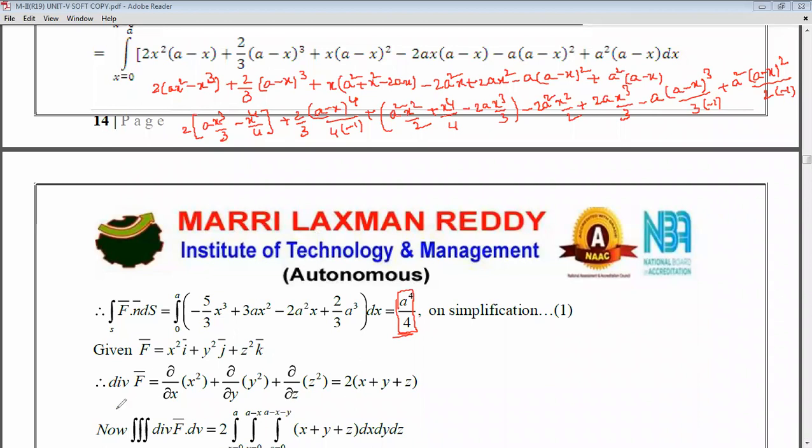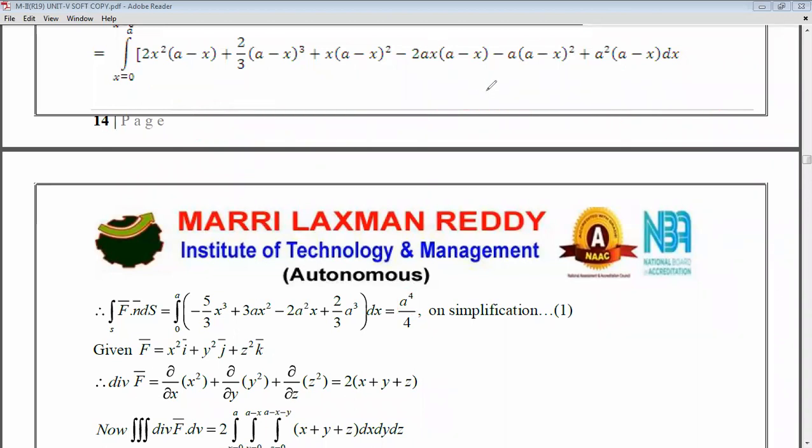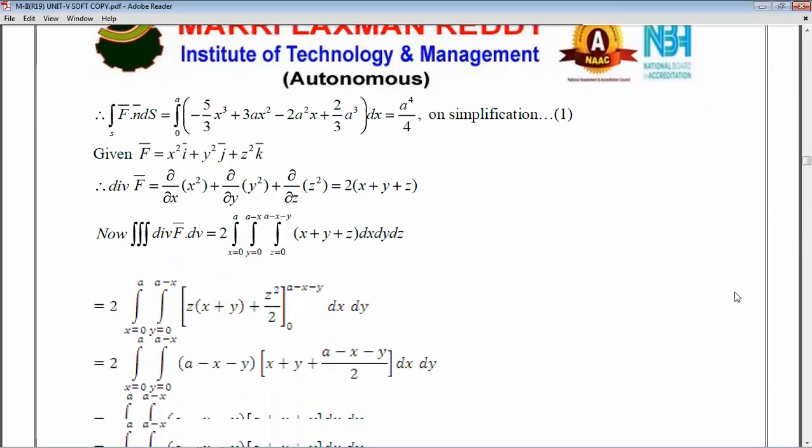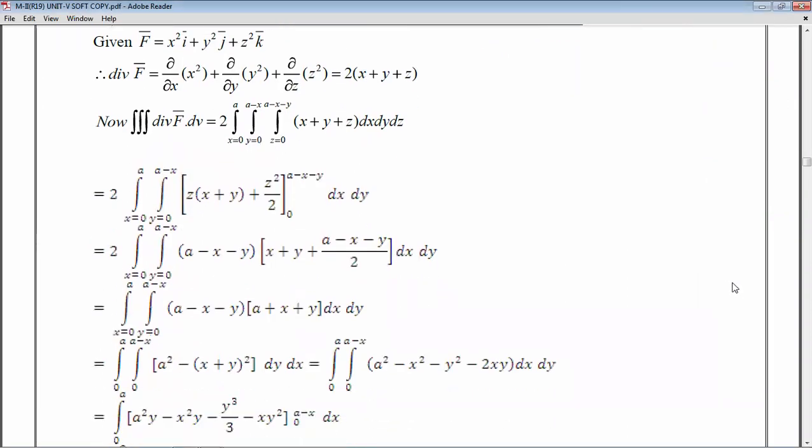So coming to the second part, what we need to calculate is the integral of divergence f bar dv over the volume V. So this one we are going to calculate now. First we choose f bar. This is the given vector, x square i plus y square j plus z square k. We require divergence f bar.